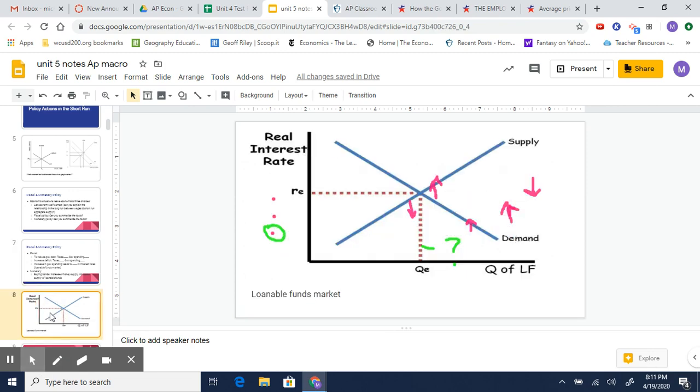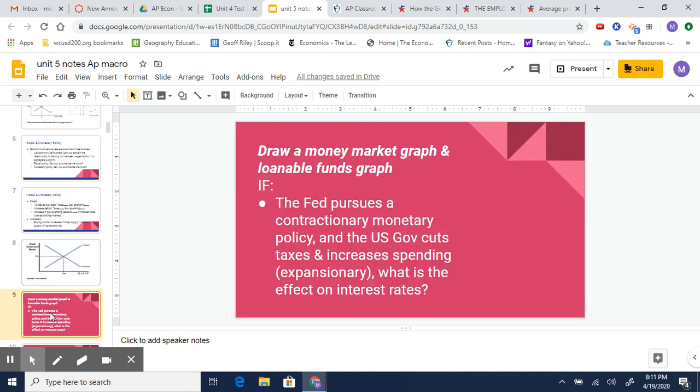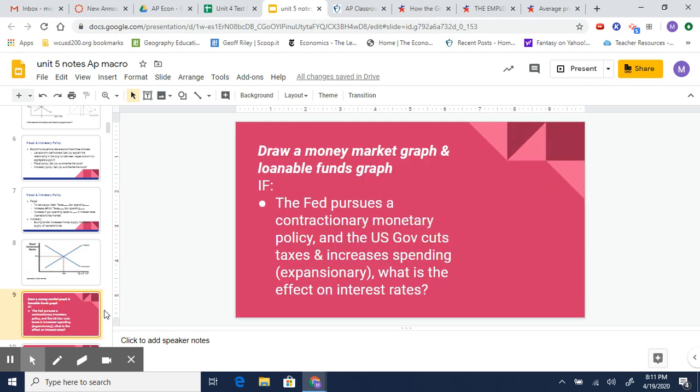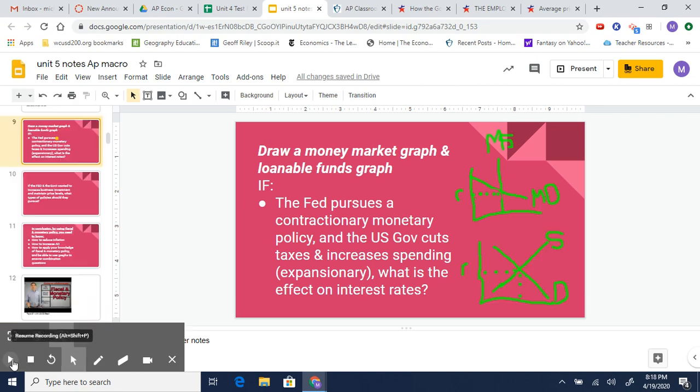You have to be able to interpret different macroeconomic situations using fiscal and monetary policy to determine an outcome. In this case, what's the outcome? What's the effect on interest rates? What's the effect on the deficit? Things like that. So if the Fed were to pursue a contractionary monetary policy and the government cuts taxes and increases spending, what's the effect on interest rates?